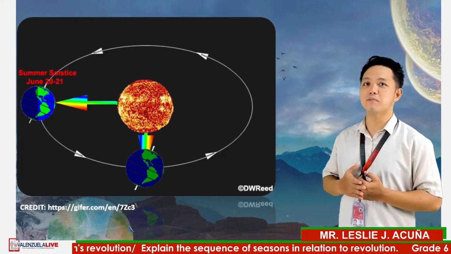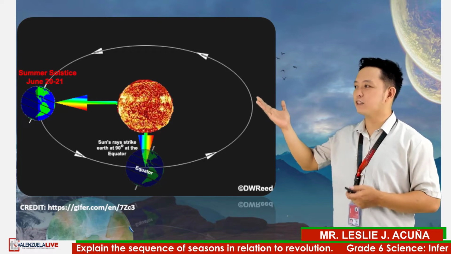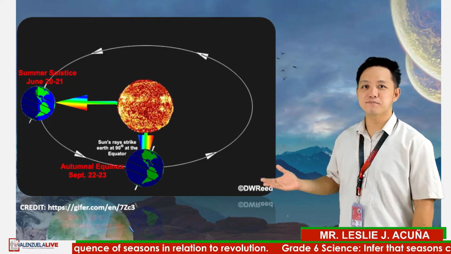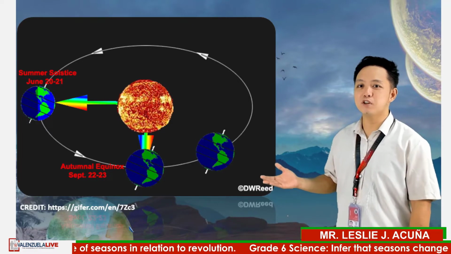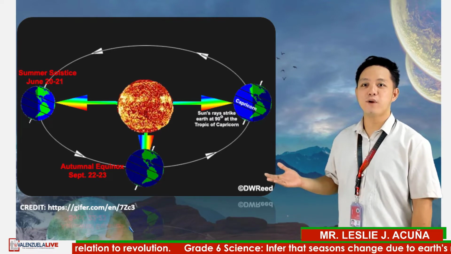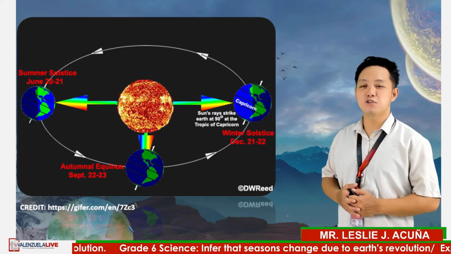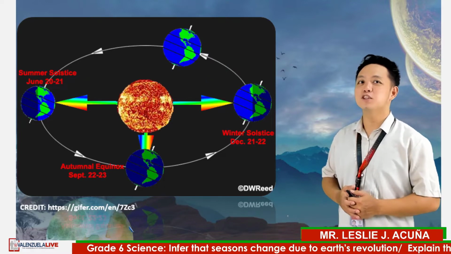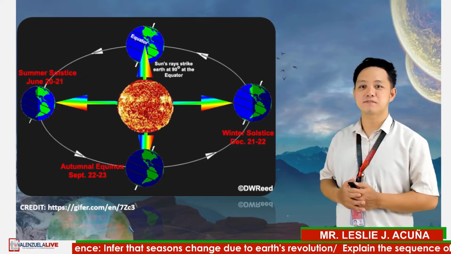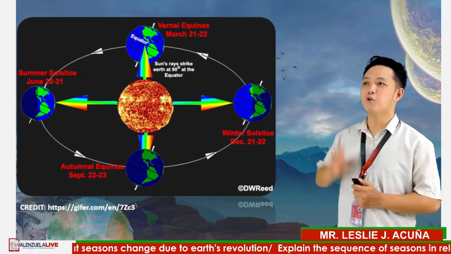So we have the summer solstice from June 20 to 21, the autumnal equinox during September 22 to 23, the winter solstice during December 21 or 22, and spring equinox during March 21 or 22.